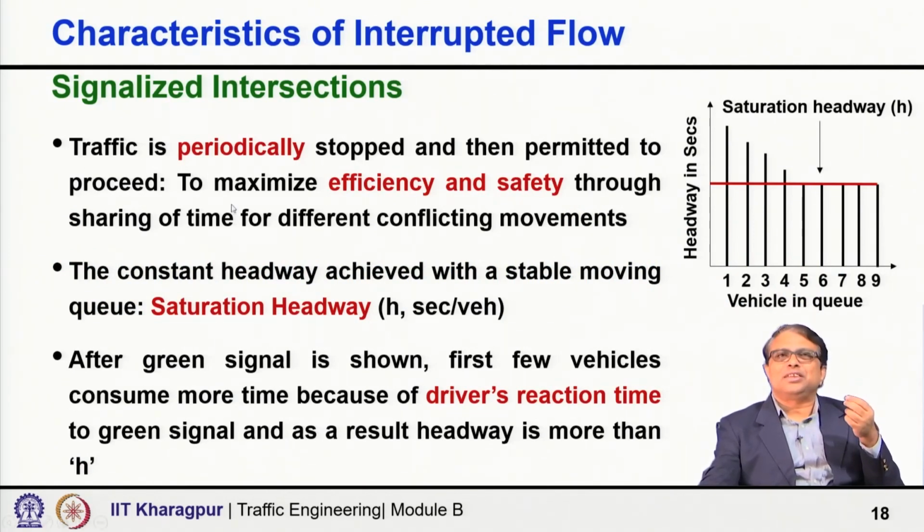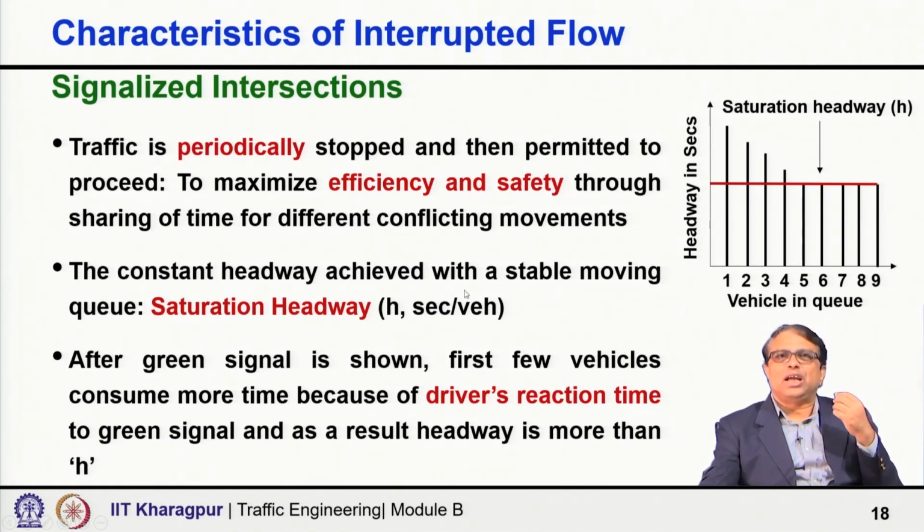In signalized intersection, traffic is periodically stopped and then permitted to proceed. When you have green, traffic can move. When you have red, traffic cannot move. And we do that. Why do we do time segregation of vehicle movements? Because we want to maximize the efficiency and safety by time sharing for different conflicting movements.